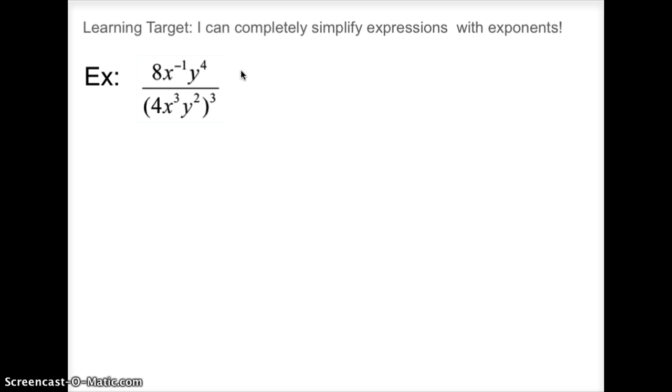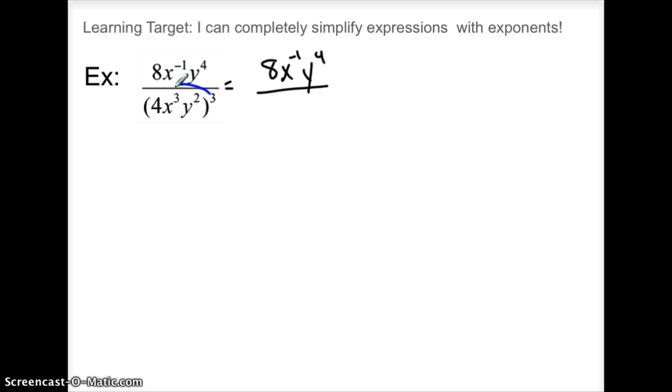So here, these problems are just going to have a combination of all the properties that we've looked at so far. So this example, notice that we have negative exponents, we've got parentheses. I'm going to say follow PEMDAS and do the parentheses on the bottom first. So let me just rewrite my numerator again. And how will we get rid of those parentheses on the bottom?